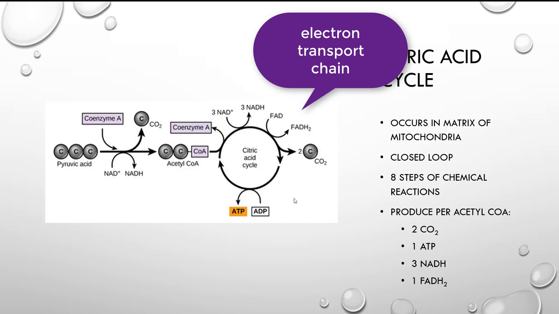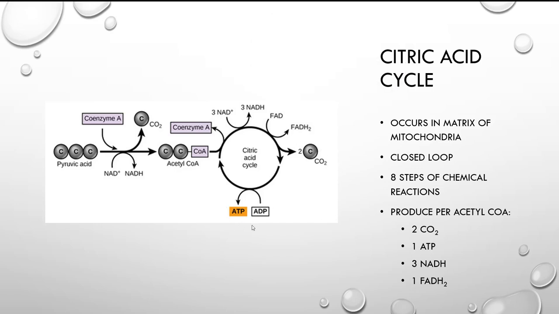Okay, we also gain some ATP from this process. So we gain 1 ATP for every acetyl-CoA that went in there. All right. So this is the total product per acetyl-CoA. And remember we have 2 of them that go in there. We have 2 pyruvates that went into the mitochondrion. So this citric acid cycle is going twice. So we end up with this times 2.